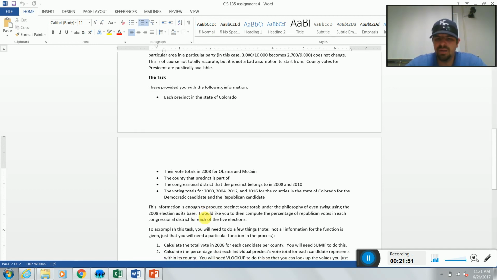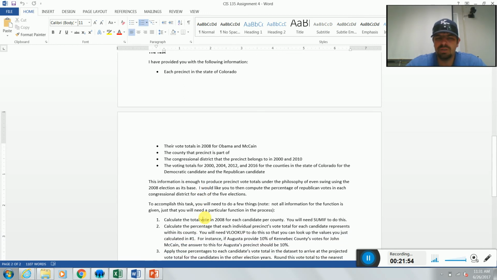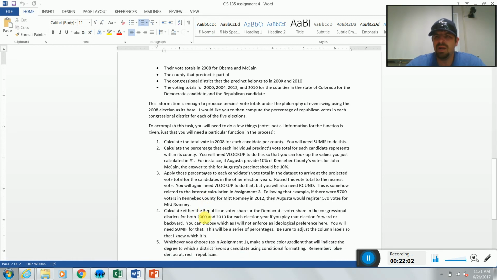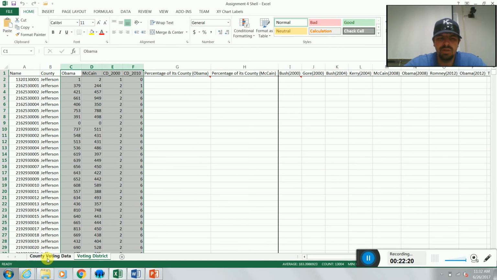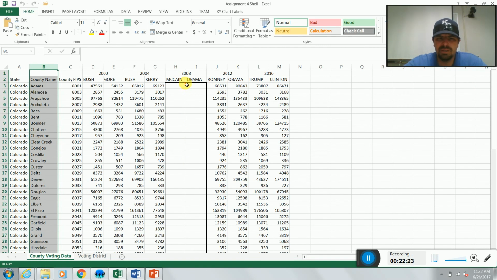I would like you to then compute the percentage of Republican votes in each congressional district for each of the 5 elections. To accomplish this task, you'll need to do a few things. What I will note is that not all the information for the function is given, just that you will need a particular function or functions in that process. So the first task you'll need to do is calculate the total vote in 2008. If you look at your sheet, here you have the blank things. You notice I got a little comment there. This is where question 1 will be. So you'll have to do it for McCain and for Obama and then conceivably fill it down.